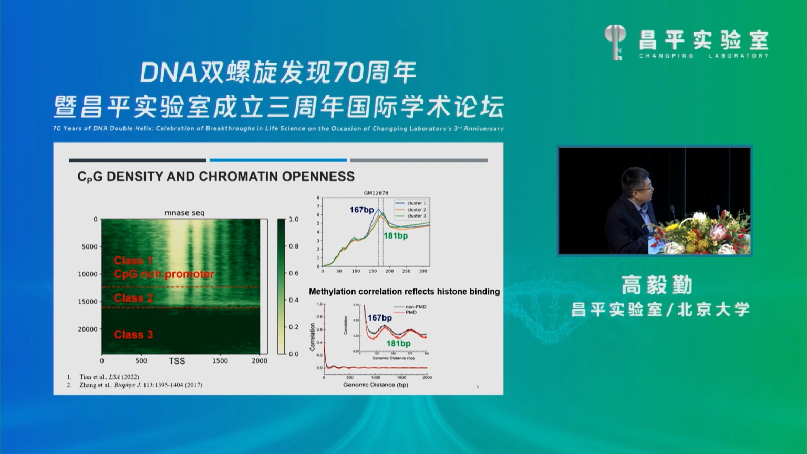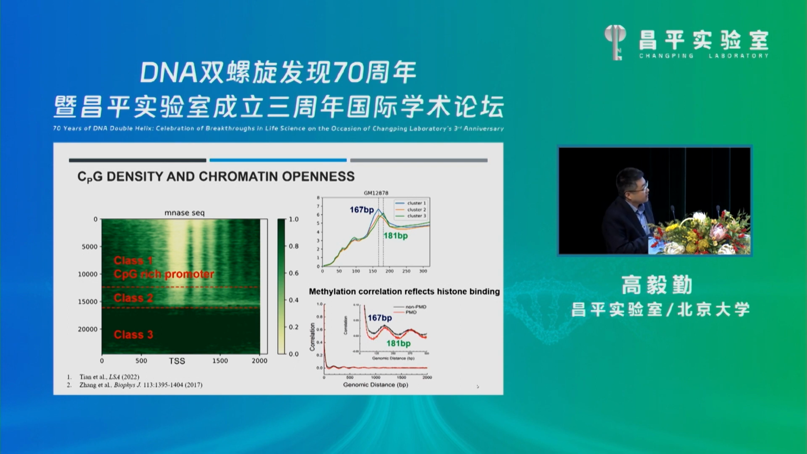Then we can take the periodicity and analyze it. One finds that the nucleosomes for the class 1 genes are organized with a periodicity of about 167 base pairs. So 147 plus 20.